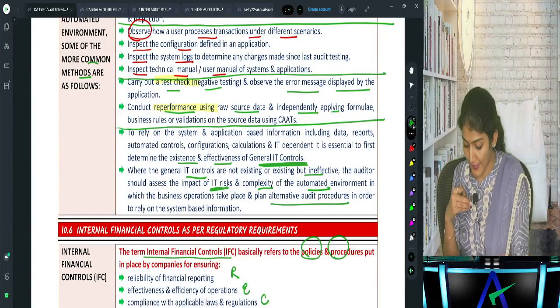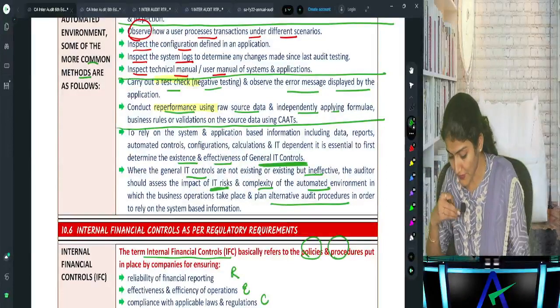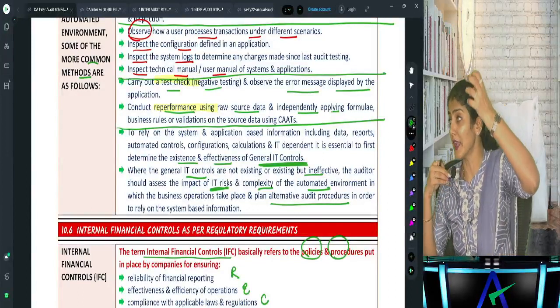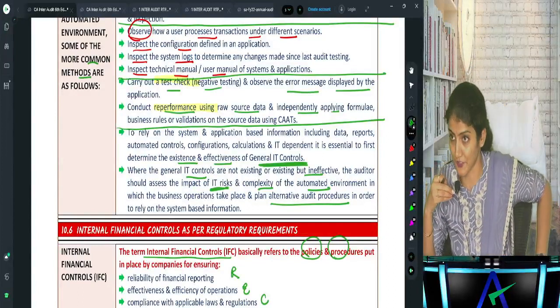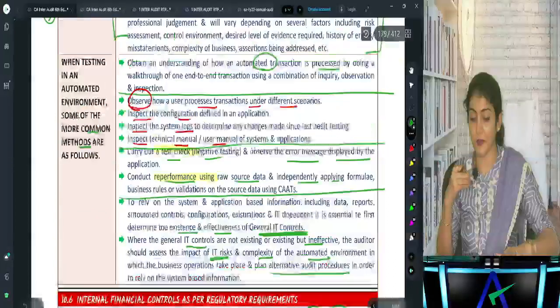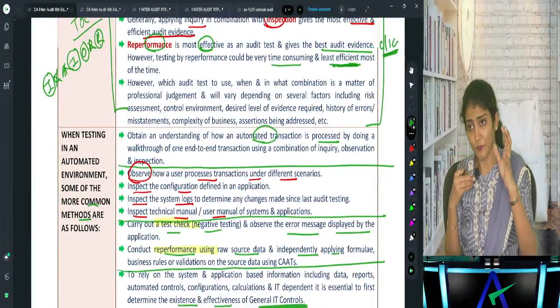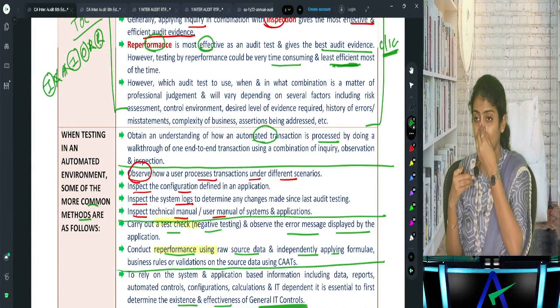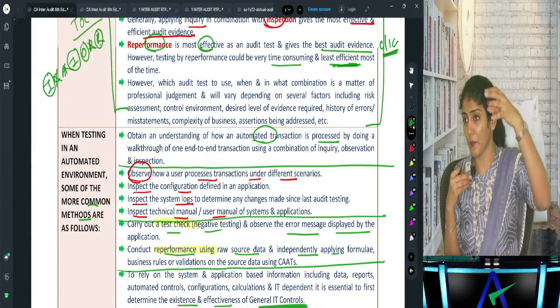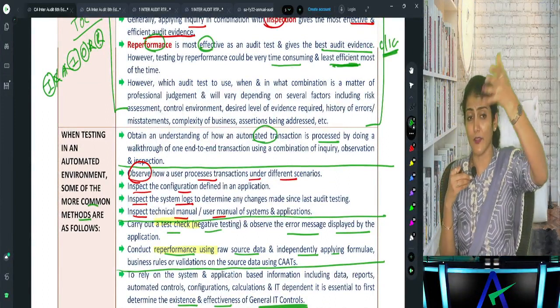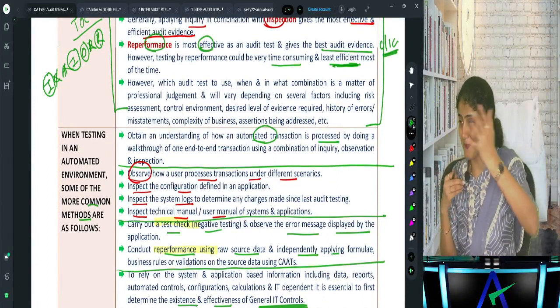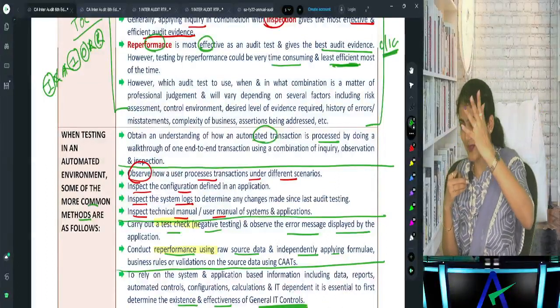So for the IT control to be effective, first what needs to be effective is the general IT controls. They need to be effective, right? Has a question been asked in your exams? Yes, the common methods. So testing methods are inspection, inquiry, observation, reperformance, and there it is which is more effective, which is more efficient, least evidence, best evidence, all that over there.